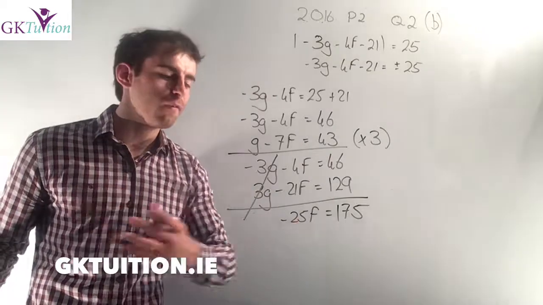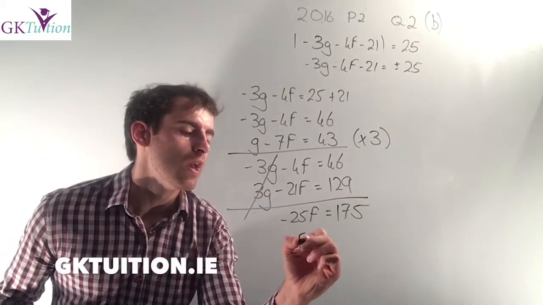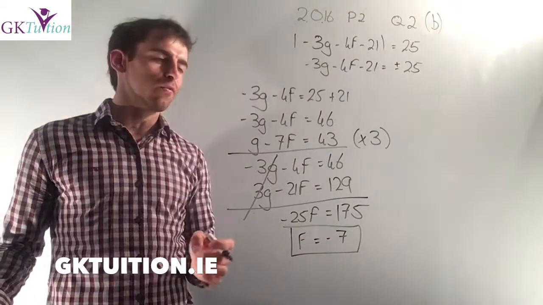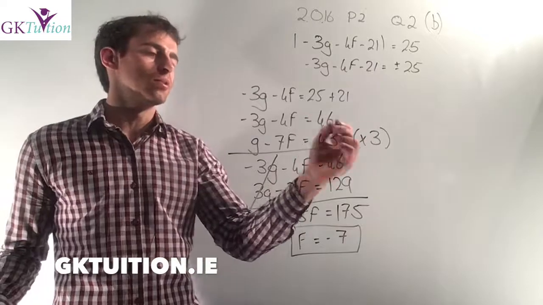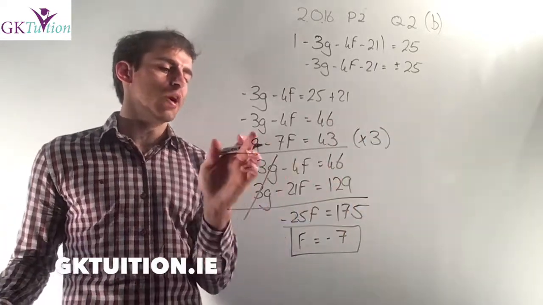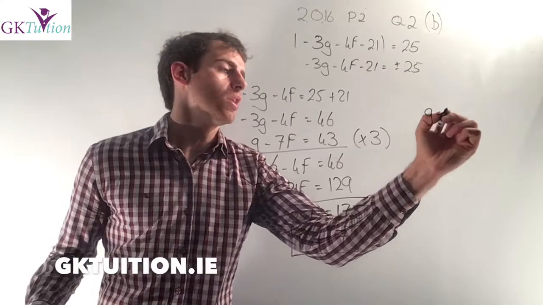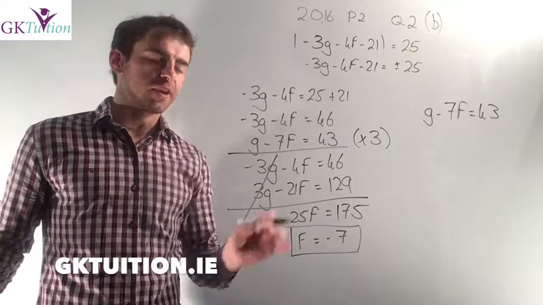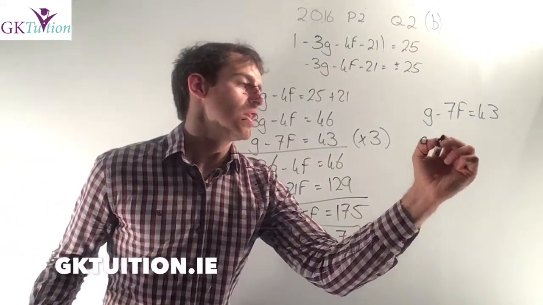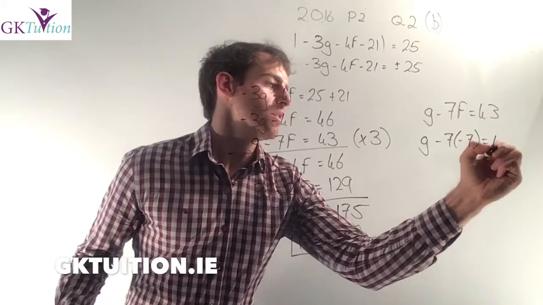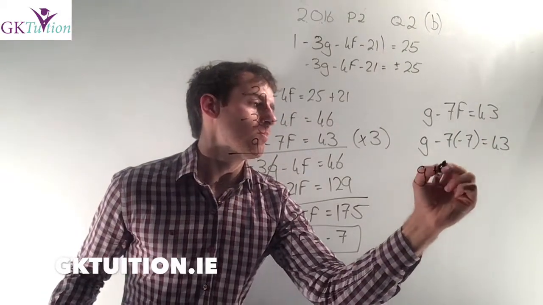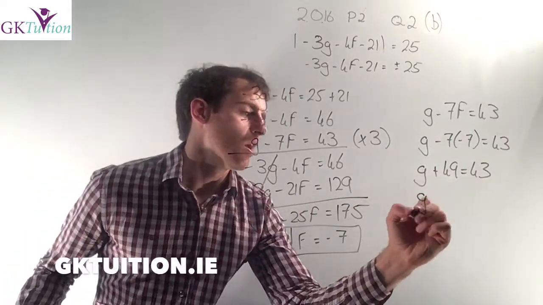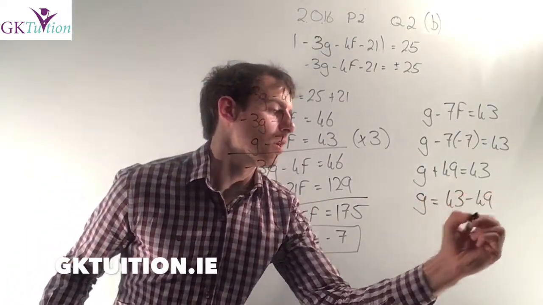So now what I want to do is divide both sides by minus 25, and I get f is equal to minus 7. So now I've worked out my f. It's relatively straightforward. I'm going to go back and work out one of my other values. If I sub back into my second equation here, which was that g minus 7f is equal to 43, and in this case, instead of f, I can sub in minus 7. So I'm going to get g minus 7 times minus 7 is equal to 43, which means that g plus 49 is equal to 43. If I subtract 49 from both sides, I get g is equal to 43 minus 49, so g is equal to minus 6.